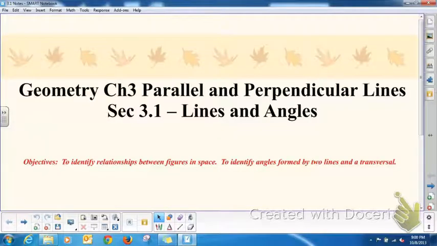Hi, welcome back to Geometry. This is Chapter 3, Parallel and Perpendicular Lines. This is our first section, Section 3.1, Lines and Angles. Our objectives in this section are to identify relationships between figures in space and to identify angles formed by two lines and a transversal.